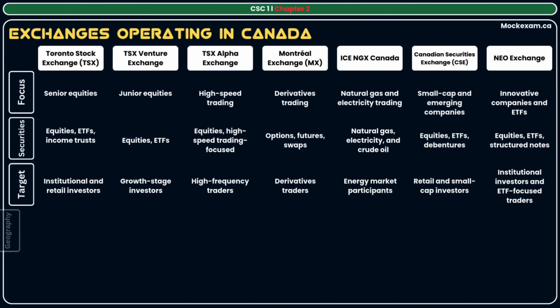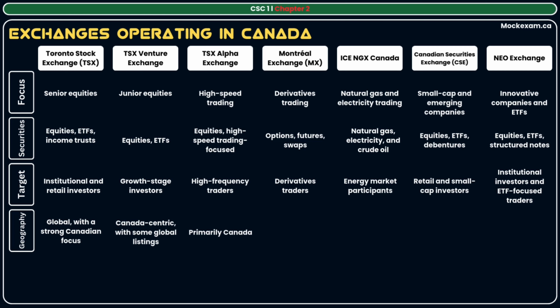Let's go to geography. What type of securities from what country are being traded on these different exchanges? Starting from TSX. TSX is global with a strong Canadian focus. So most securities are Canadian, but we do have some global securities. TSX Venture Exchange is Canada-centric with some global listings. TSX Alpha Exchange is primarily Canada.